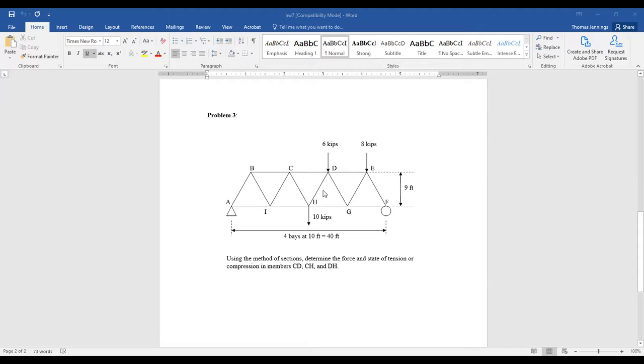We've got a pinned support at A. We've got a roller at F. And we've got, let's see, 1, 2, 3, 4 bays. And we've got something that looks like that. So we're going to midpoints. There we are. And we've got our cross members. So not quite as pretty as the drawing on the homework, but it'll do for our purposes here.